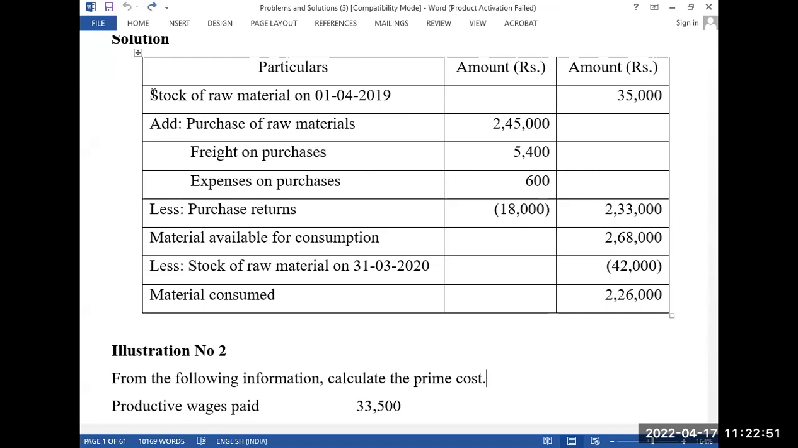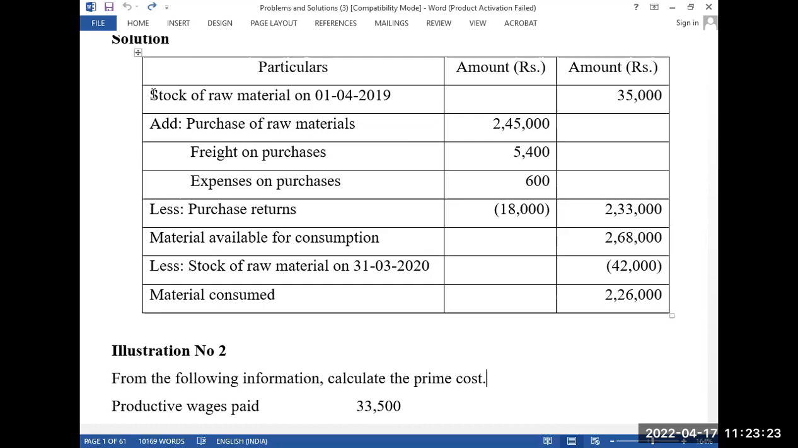At the end of the year, 31st March 2020, the company has 42,000 worth of raw material unused. That's what we call closing stock. Available material value is 2,68,000. Out of that, still unused material is 42,000 worth. Then how much might I have used? 42,000 minus from 2,68,000 is equal to 2,26,000.